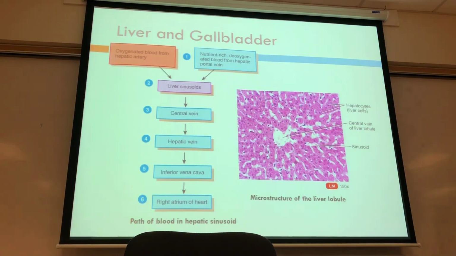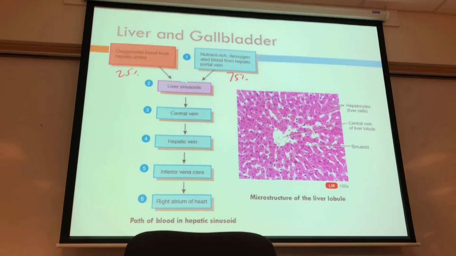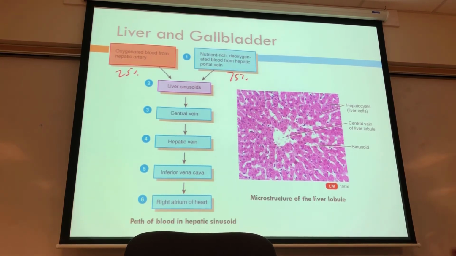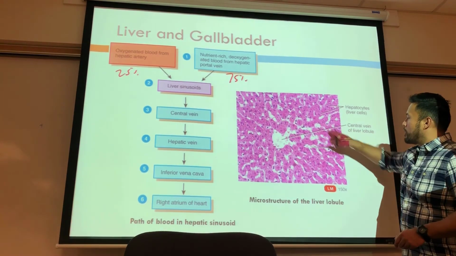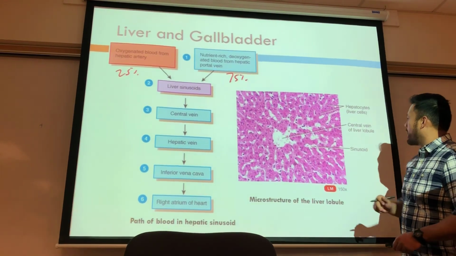Here you can see again the pathway of blood, where we saw 75% from the portal vein, 25% from the hepatic artery, makes its way into the liver. This makes its way to the triad, into the liver sinusoids. Sinusoids then drain back into the central vein. So here you see these sinusoids all within. These are the little passages in between.